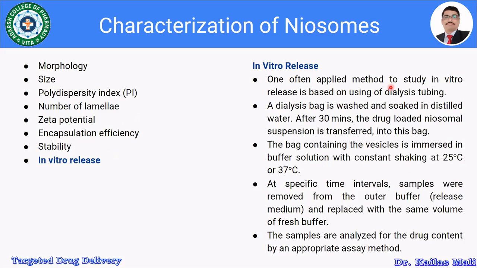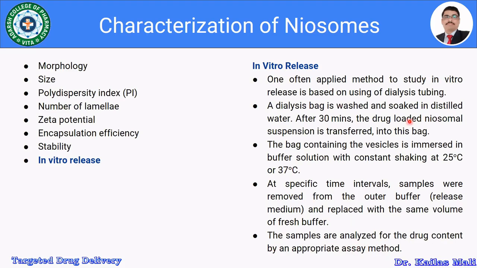One often applied method to study in vitro drug release is the dialysis method. Here for the Niosomes, we are using the dialysis tubing method. The dialysis bag is washed and soaked with distilled water. After 30 minutes, the drug is loaded. Niosomal suspension is transferred into this bag. The bag containing vesicles is immersed in a buffer solution with constant shaking at 25 degrees Celsius or 37 degrees Celsius. At specific time intervals, samples are removed from the outer buffer, that is the release medium, and replaced with the same volume of fresh buffer in order to maintain sink conditions. The samples are analyzed for the drug content by using an appropriate method, that is spectrophotometer or HPLC.